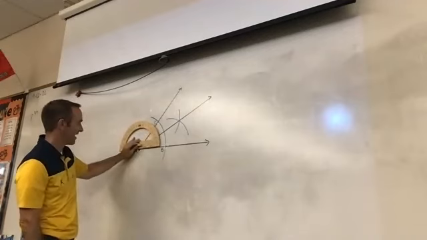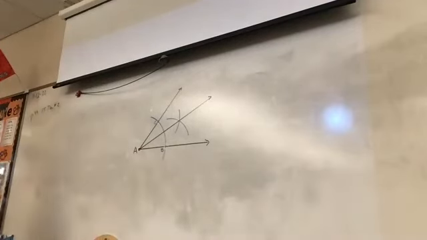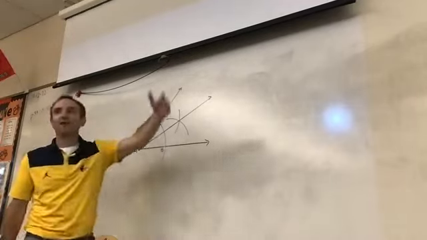I got about 24 and a half there. 25 and a half there. That's pretty close. 27. Yeah, so that's going to give us that halfway, that bisector.